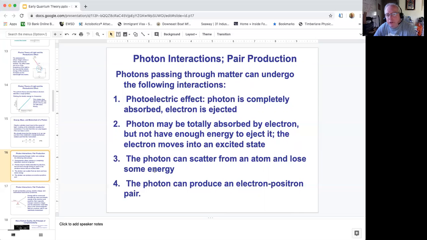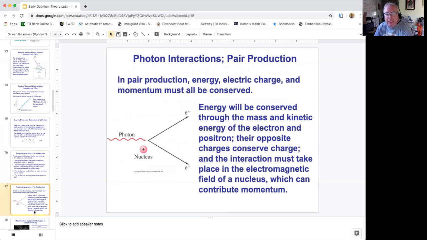Now also the photon might be absorbed by the electron, but not have enough energy to eject it, and then the electron would move into an excited state. More about that to come. And the photon could also scatter from an atom and lose some of its energy, or the photon can produce an electron-positron pair.